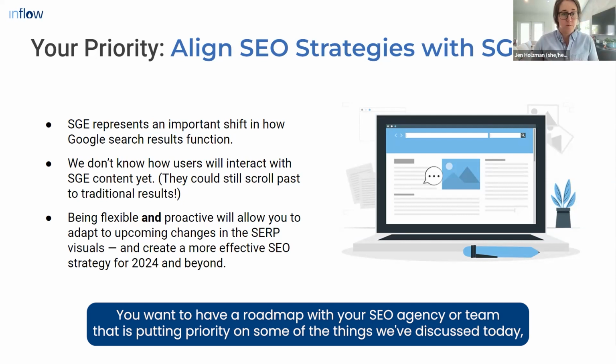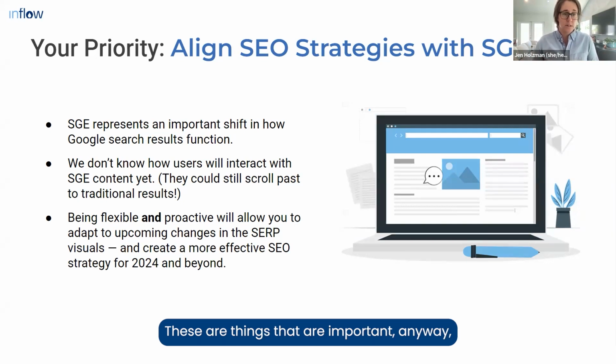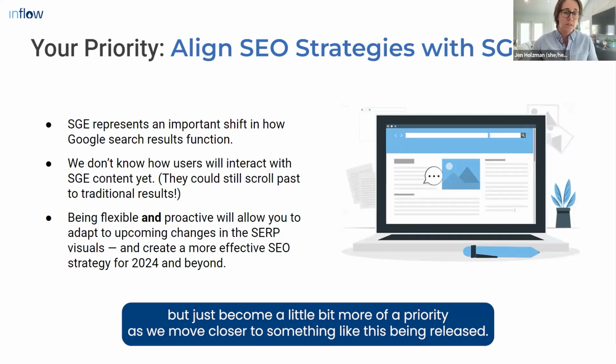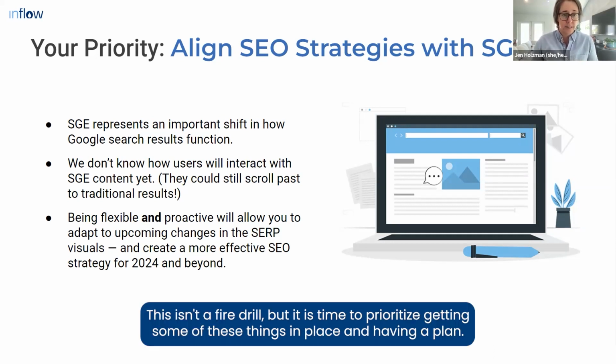You want to have a roadmap with your SEO agency or team that is putting priority on some of the things we've discussed today, things that are core to SEO already, schema markup, making sure your images are optimized. These are things that are important anyway, but just become a little bit more of a priority as we move closer to something like this being released. So this isn't an alarm. This isn't a fire drill, but it is time to prioritize getting some of these things in place and having a plan.